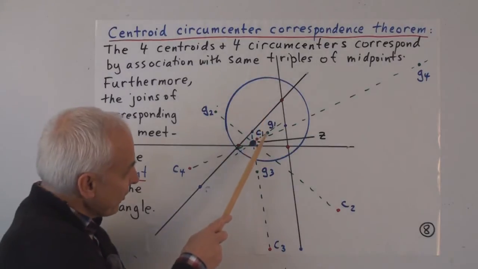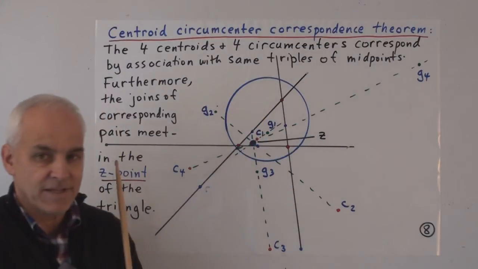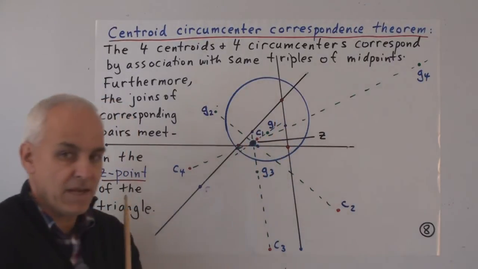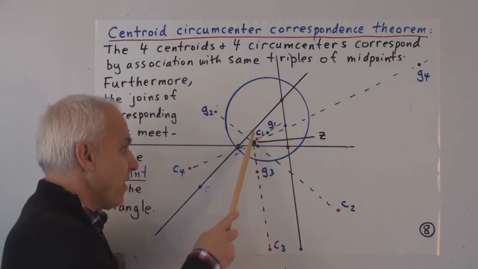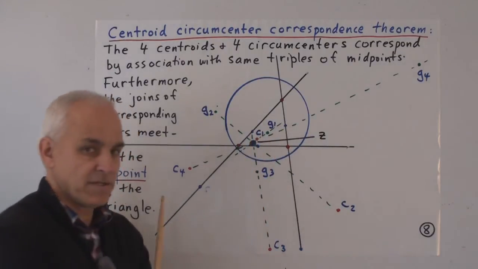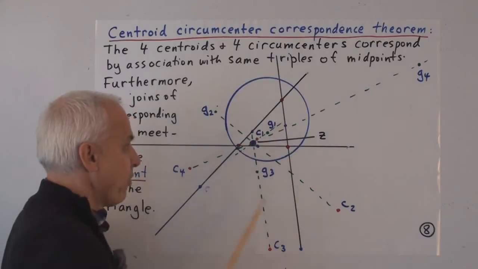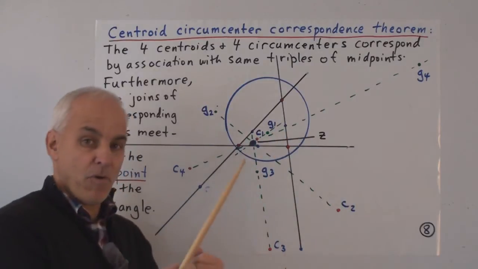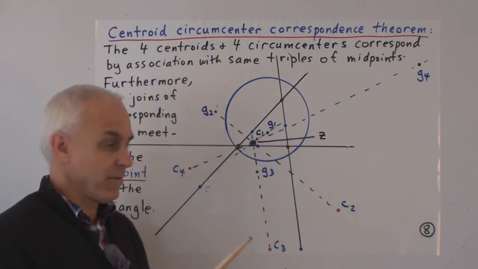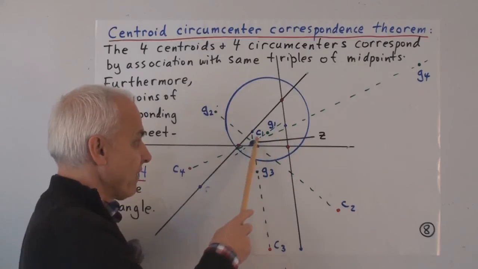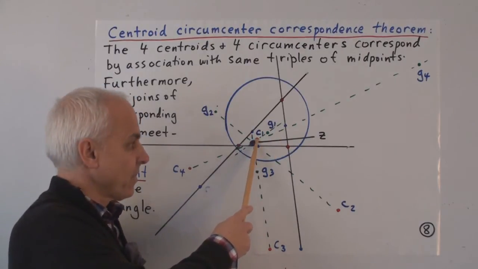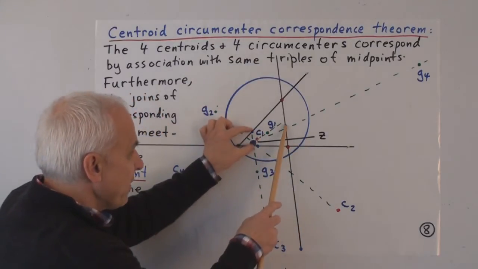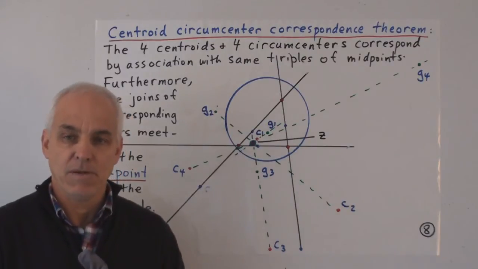So it means that, let's say we look at this centroid here. Okay, that's the meet of 3 medians. Medians associated with these 3 midpoints. Out of all 6, we take these 3 midpoints to form that centroid. Well, if we take those 3 midpoints and form the midlines through them, the midlines through them give us that circumcenter. So that particular centroid and that particular circumcenter are both associated to that triple of midpoints.